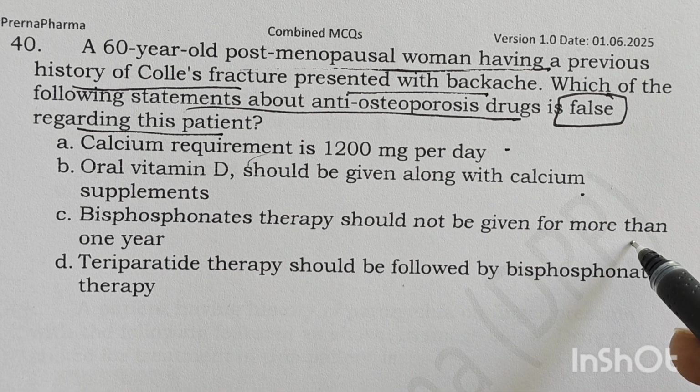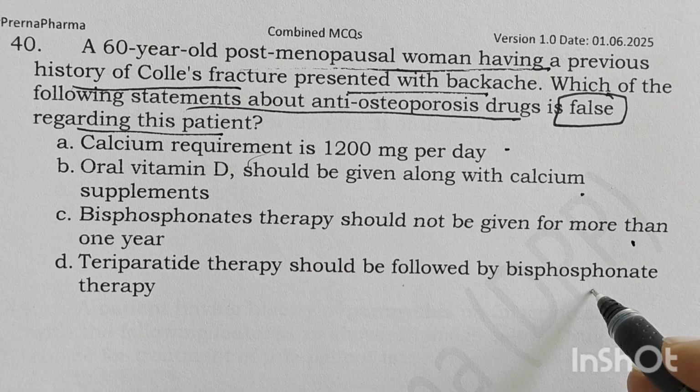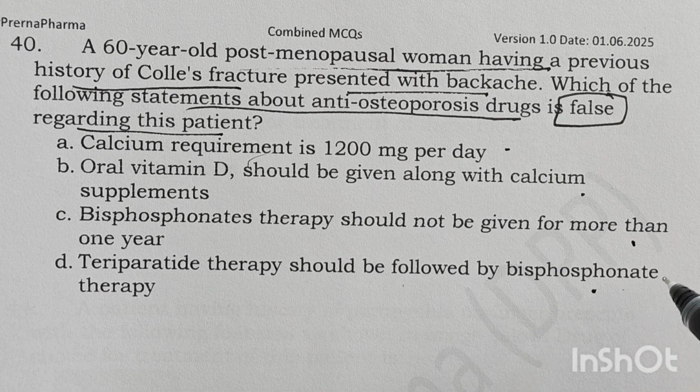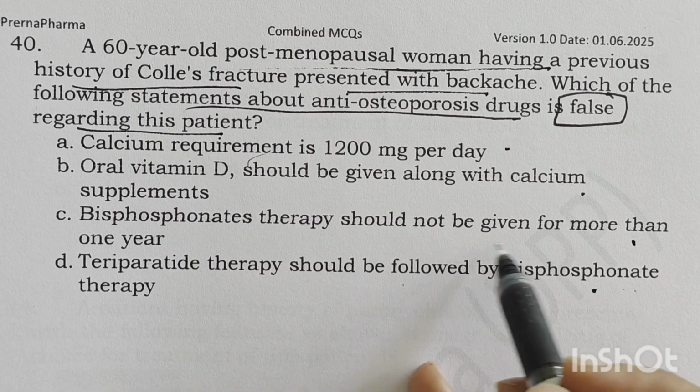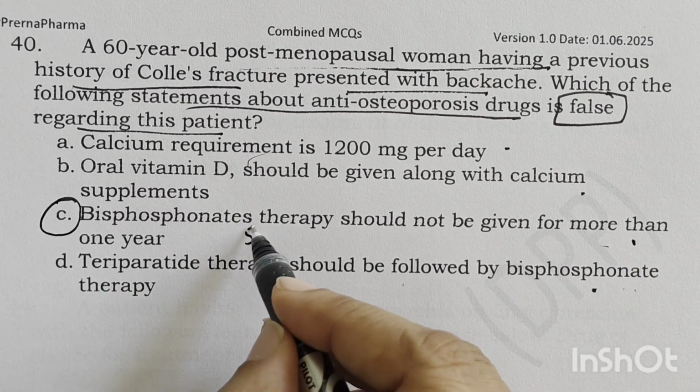Now, more than a year, they should be continued for 5 years and then depending upon the risk of fracture, bisphosphonate holidays are planned for 3 to 5 years. Teriparatide therapy should be followed by bisphosphonate therapy. So yes, after teriparatide it should be followed by anti-resorptive therapy like bisphosphonates. So the correct answer here, the false statement, is: should not be given for more than a year. It can be given for around 5 years.